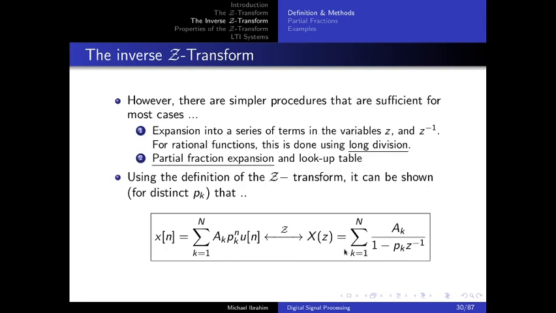So doing the inverse here is much easier than using the formal definition, which involves a complex integration and using the residue method. All the problems we're going to deal with here are basically of this form. X of z is a rational function. We will do a long division and or partial fraction in order to get X of z in this form, and then we can do the inverse transform for every term, and then we can add the terms together.